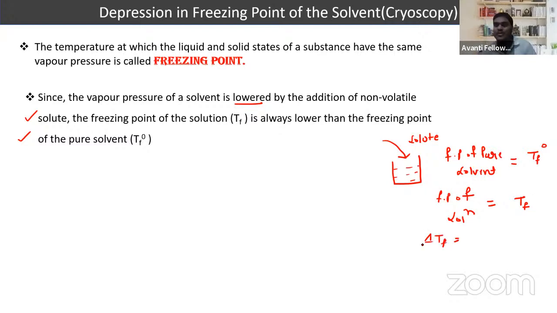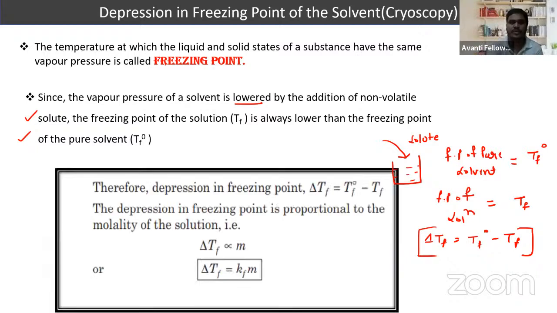We know that the freezing point of the pure solvent is always more, because as we add non-volatile solute, freezing point starts decreasing. So it comes out to be Tf naught minus Tf. Whereas in case of boiling point, it is equal to Tb minus Tb naught. So this point you must remember, beta, right? Delta Tf is nothing but equal to Tf naught minus Tf. So this is all about the depression in freezing point.